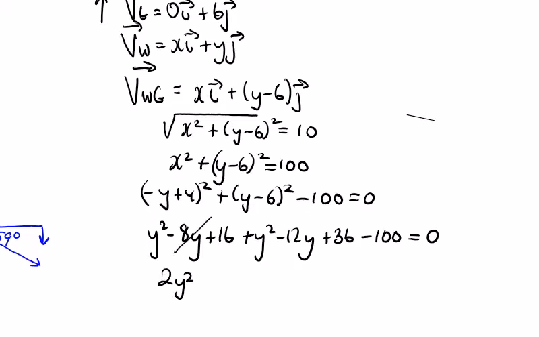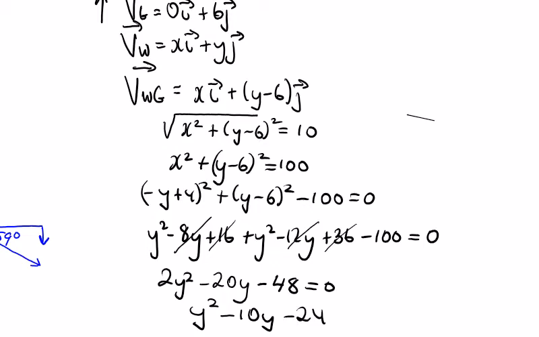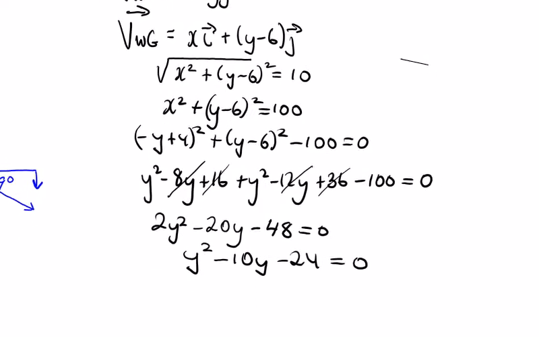I have minus 8y minus 20y. And I have 16 and 36 is 52. And if I take that away from 100, 52, I'm going to get minus 48 is equal to 0. Which leaves me with y squared minus 10y minus 24 is equal to 0.